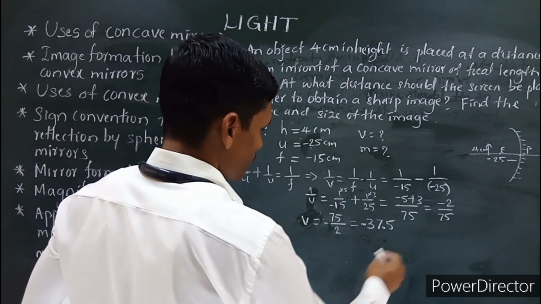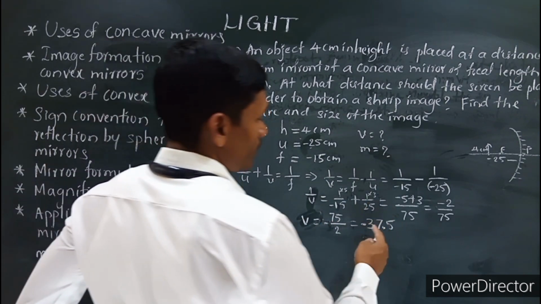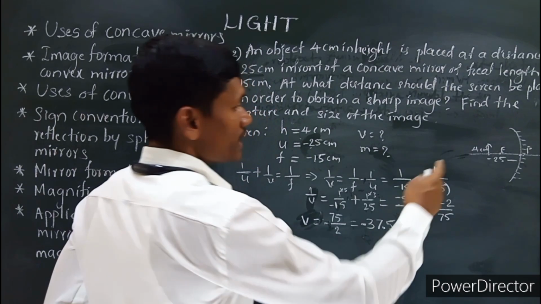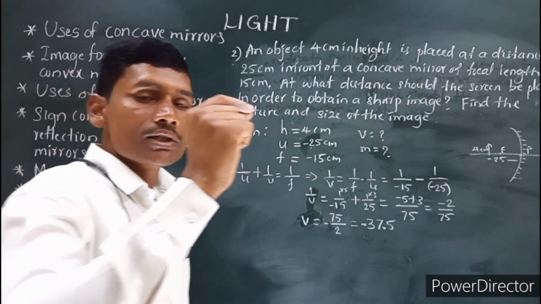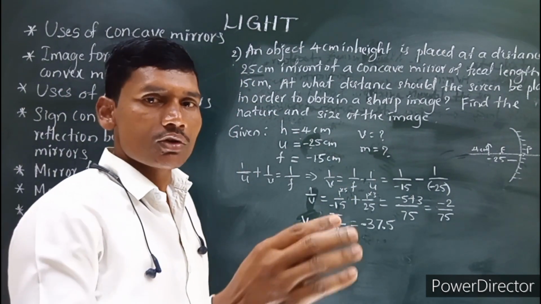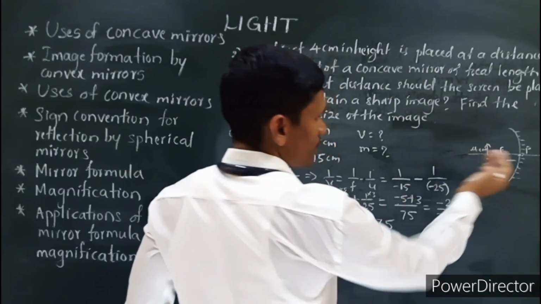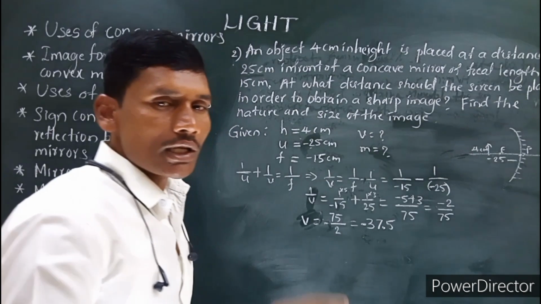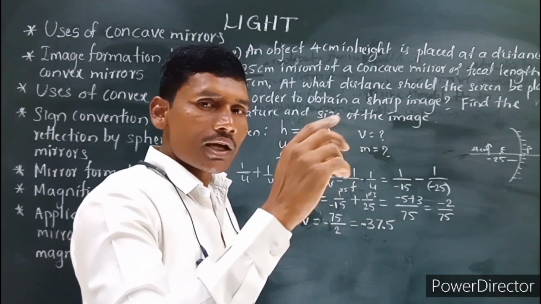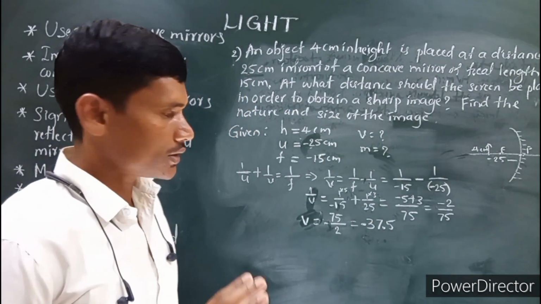And coming to magnification. If the image is in front of the mirror, what is it? Always it is real and inverted. Because from the concave mirror we already studied, if the image is formed in front of the mirror, it is always inverted and real. It is not virtual, right?